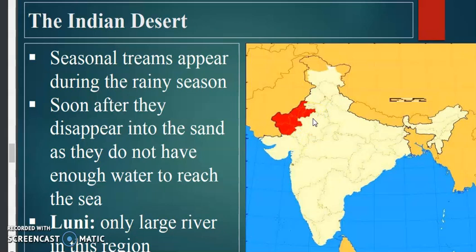In the Indian desert, seasonal streams appear. The small streams or river channels appear during the rainy season only. After the rainy season, when the rain is over, very soon they disappear in the sand. They don't have enough water, due to the high evaporation in these areas, that they can reach the sea. The only large river of this area is the Luni river. An example of a river of the Rajasthan desert area is the Luni river.